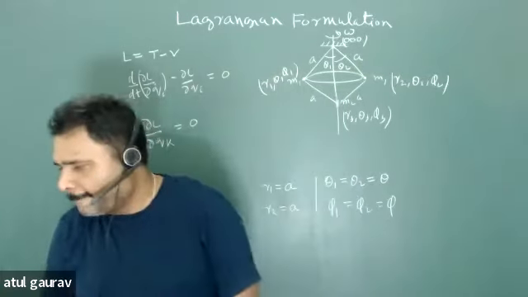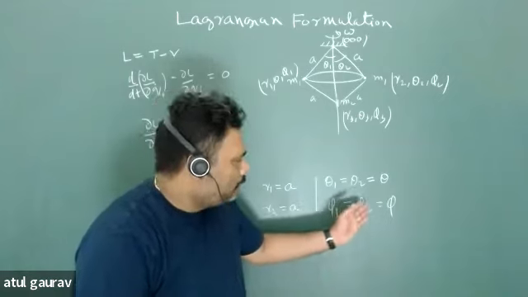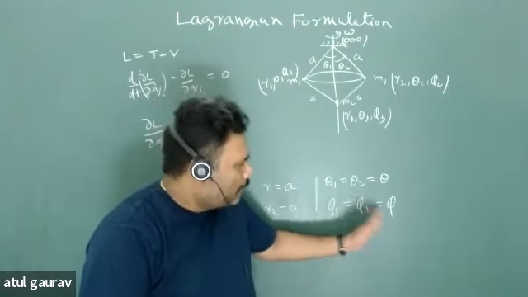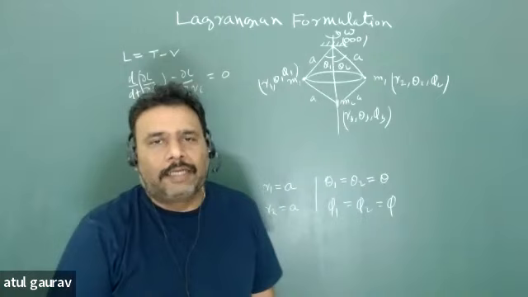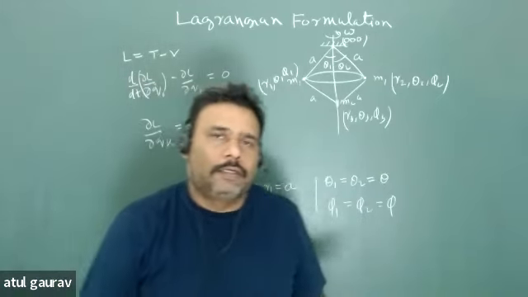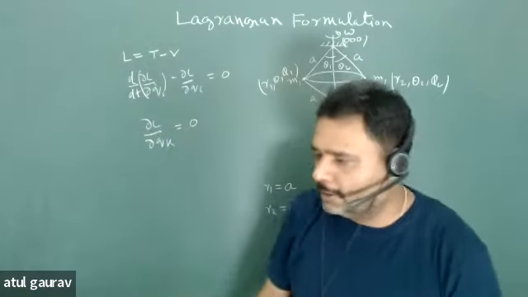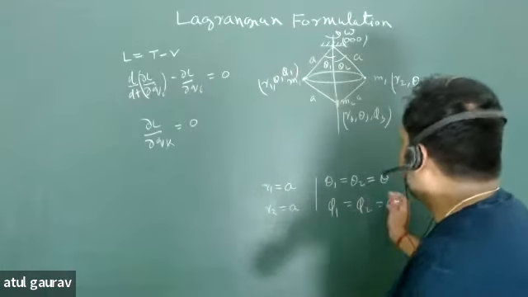Can we write this? phi1 is equal to phi2 plus some constant, but that constant is irrelevant, because when you go for the dot, this constant will be 0. The first order derivative is 0. So I can take this constant as 0.